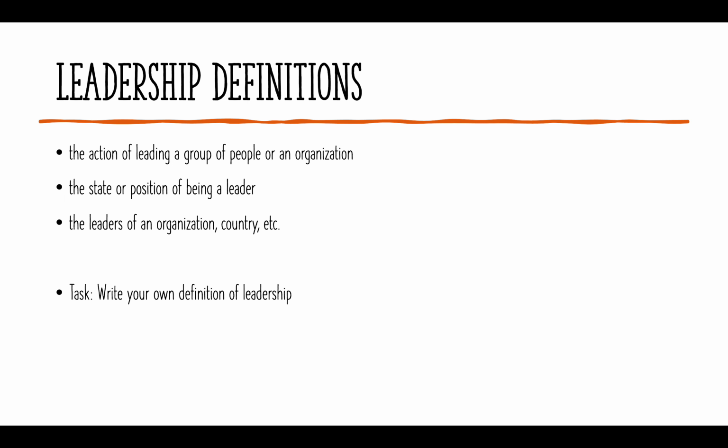So the definition of leadership. Leadership is such a broad, ambiguous term that is really hard to define because there's all different types of leaders and different styles of leadership. But based off of my best friend Google, there were 3 common definitions for leadership, and that includes the action of leading a group of people or an organization, which is exactly what you do, the state or position of being a leader, which is exactly what you are, and then the leaders of an organization, country, etc. So they talk about 3 different levels of leadership within that.